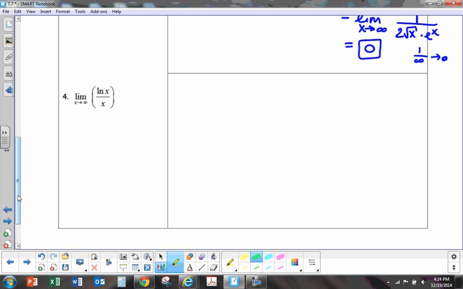Okay, let's take a look at our last example. So we have natural log of x over x. And again, it's very, very helpful. We've talked about this before, but for you to understand the graph of natural log of x, it goes through the point 1, 0, looks like this.